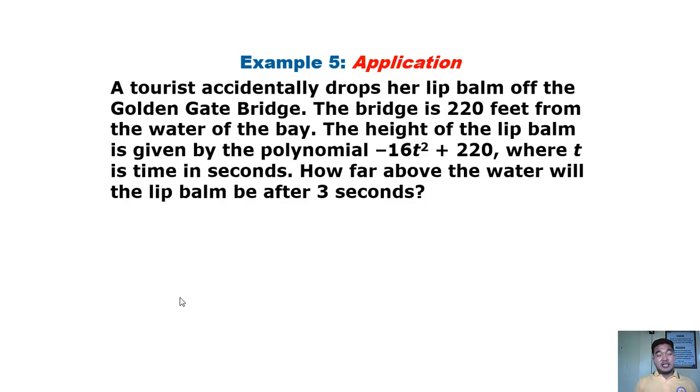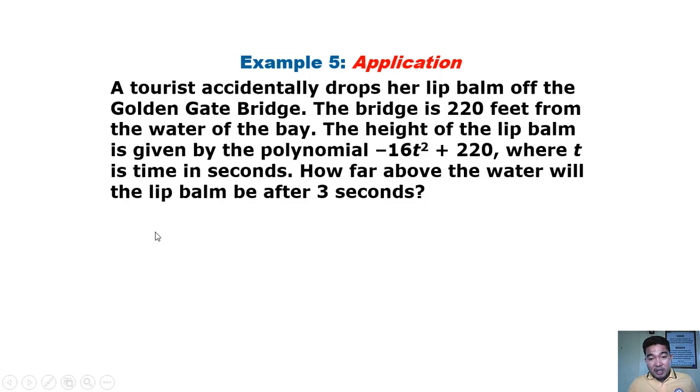Example number 5. This is already the application of polynomial. A tourist accidentally drops her lip balm off the Golden Gate Bridge. The bridge is 220 feet from the water of the bay. The height of the lip balm is given by the polynomial negative 16t squared plus 220, where t is time in seconds. How far above the water will the lip balm be after 3 seconds?